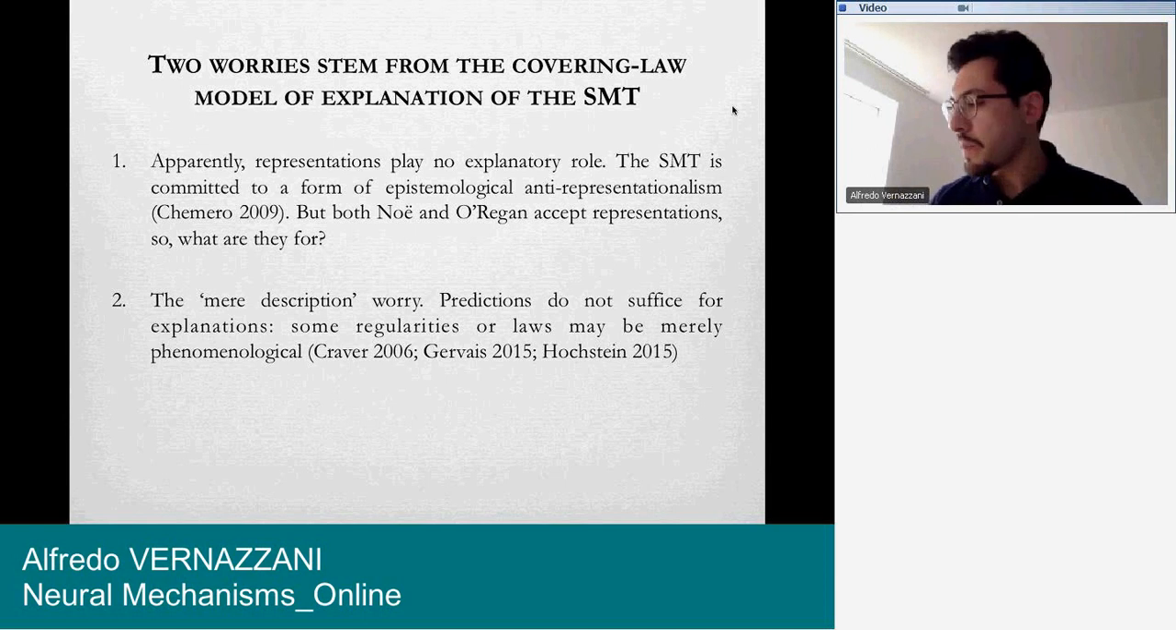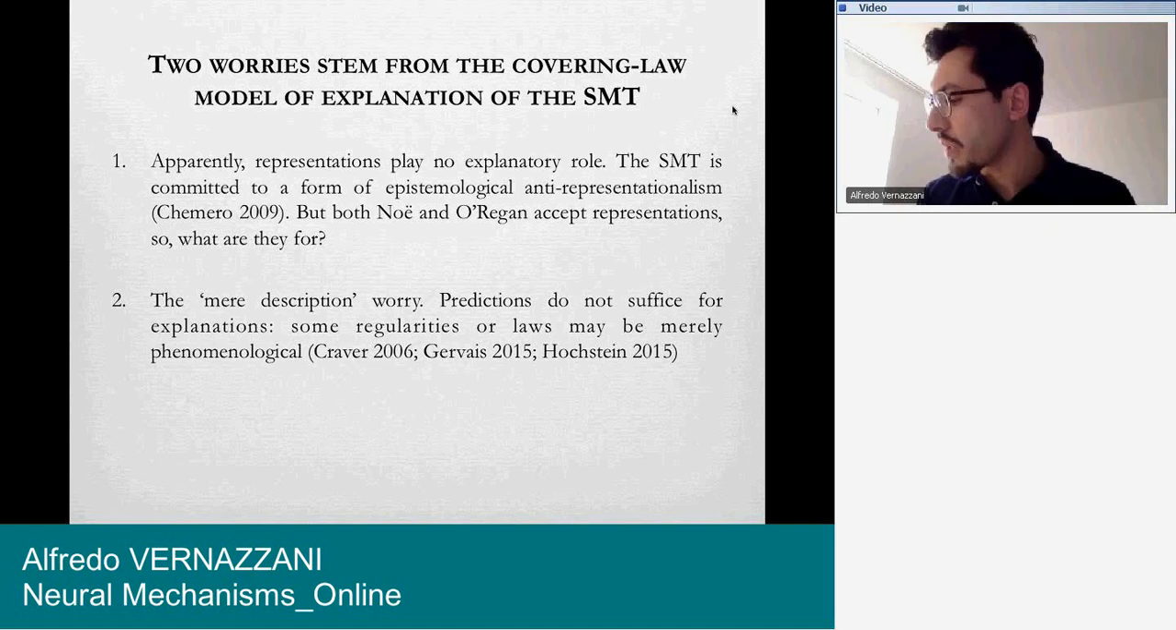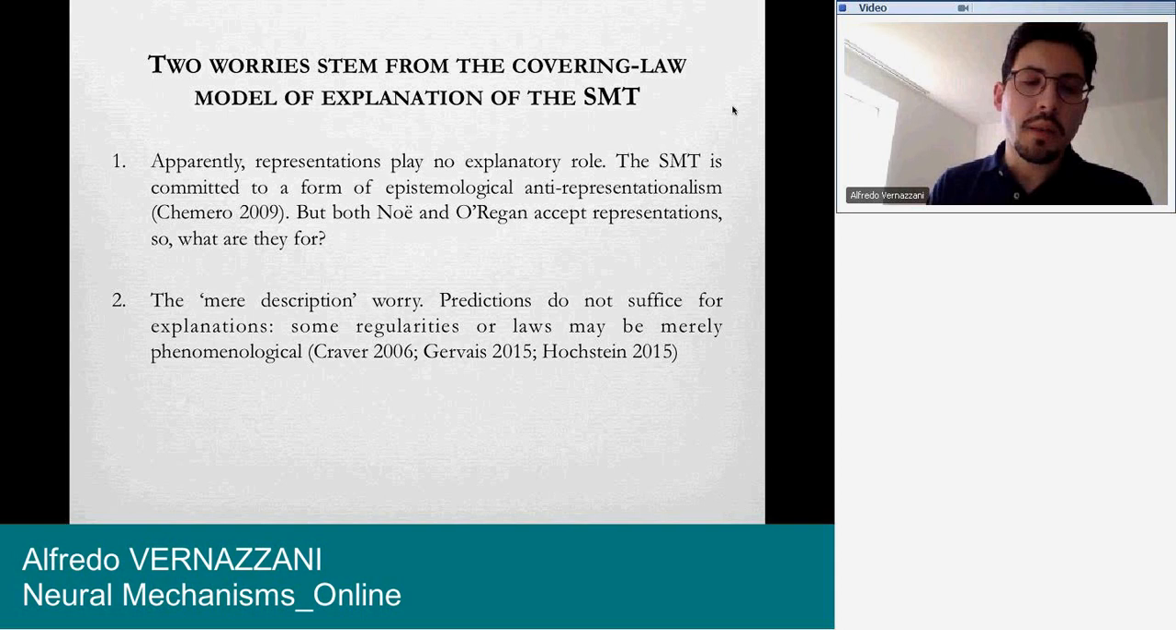We sometimes can afford predictions that do not suffice for generating explanations, so some regularities or laws may be merely phenomenological in nature. As we know, phenomenological models are very helpful in cognitive science, and they play many roles. Sometimes they are helpful in approaching an issue and seeing whether we can successfully study a particular target via, say, mathematical, concrete, or computational modeling. That's Weisberg's taxonomy I'm referring to. At other times, phenomenological models play other roles, like generating predictions, but they refrain from postulating the exact mechanisms and causes underlying a phenomenon.